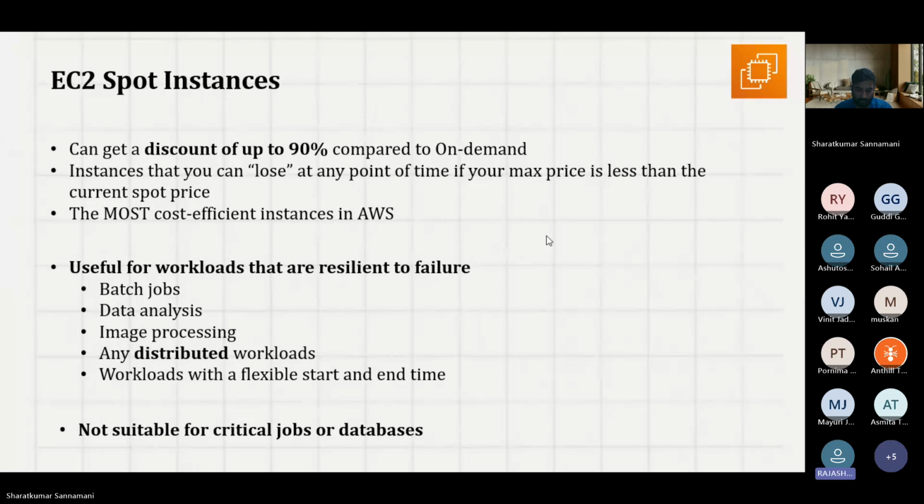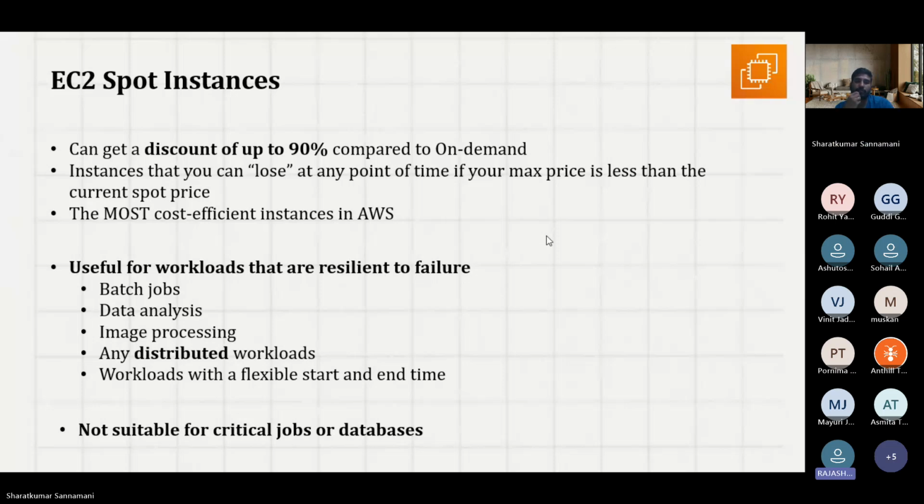Here we get the maximum discount, but this kind of instance is not suitable for steady state work like your application or database. You cannot put those on this type of instance. Suppose tomorrow I quoted $10 for this capacity, and Sharath is ready to pay $20. Then they will notify me that this capacity is only available for the next 2 hours. Then they will deallocate it from me and give it to Sharath because he quoted more. That is what spot instances are.